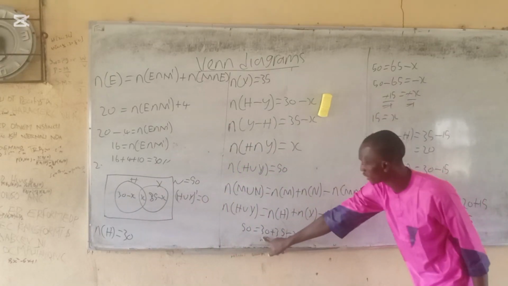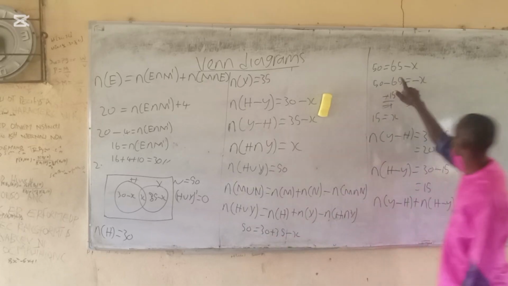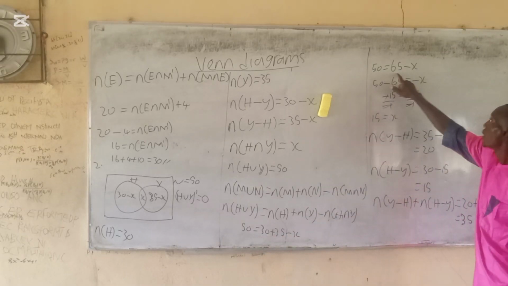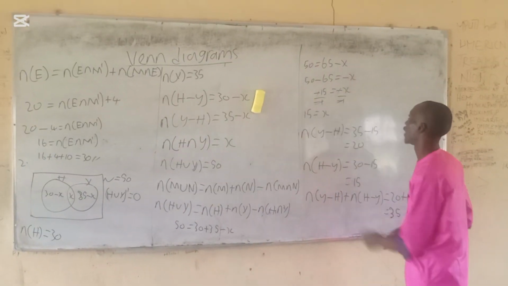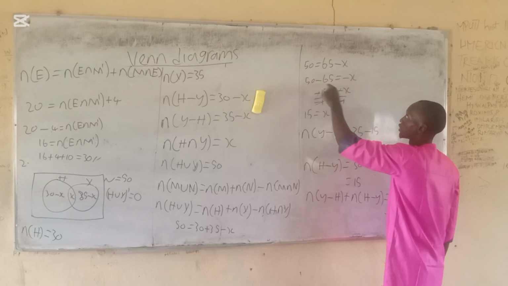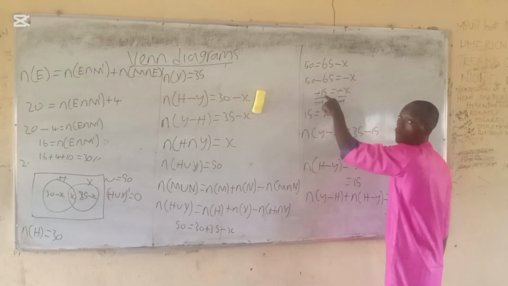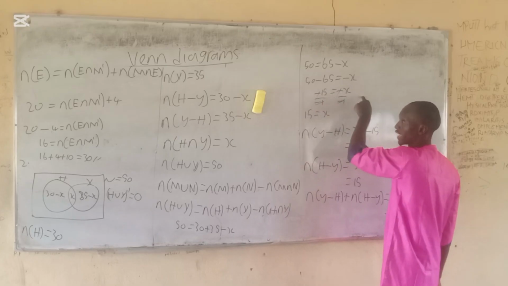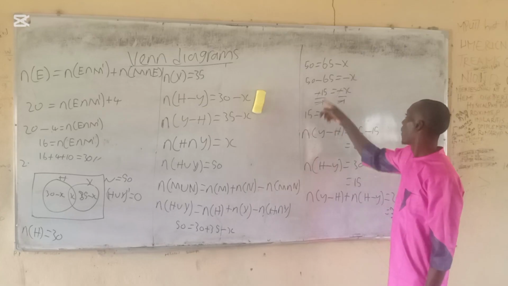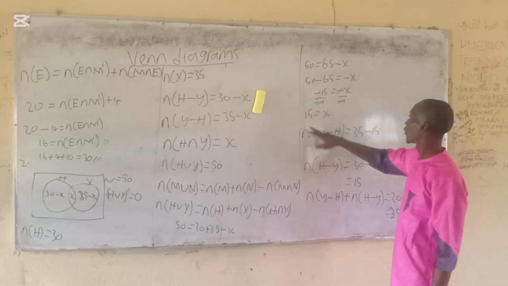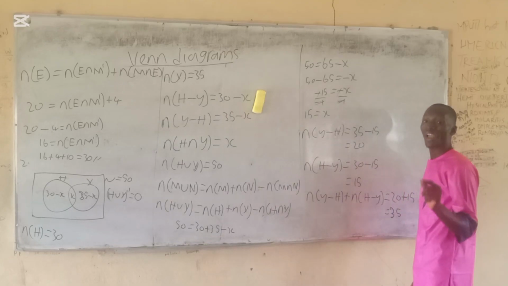Now look at it. 30 plus 35 is equal to 65, minus X. Now, take 65 to this side, so that's 50 minus 65 equals minus X. Then 50 minus 65 equals minus 15, which is equal to minus X. It can never be a negative sign, so we cancel through by minus 1. Then we have 15 is equal to X. Now, we have gotten the first, we said find X.